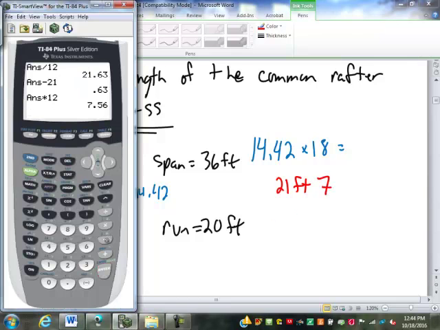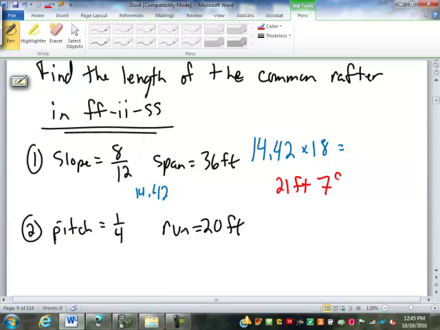So then I subtract the 7, and what do I do to the .56? Times 16, because we're going to sixteenths. 8.9, which is closer to 9, right? So it's 9/16 of an inch.